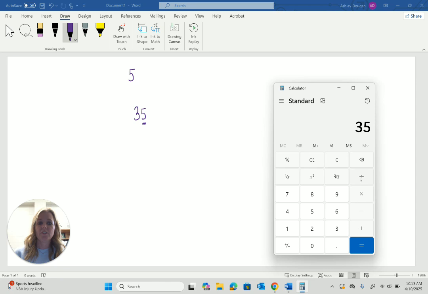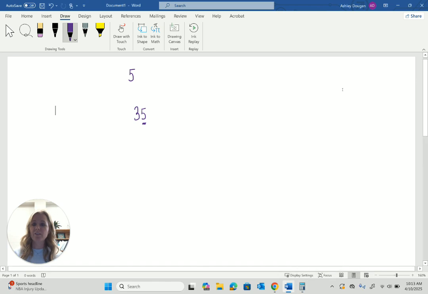I can check that in my calculator, and it does come out 35 divided by 5 would be 7. So 5 would be one of the factors or divisible by 5. And again, we use this when we have fractions because we're looking at a common factor between the numerator and the denominator.